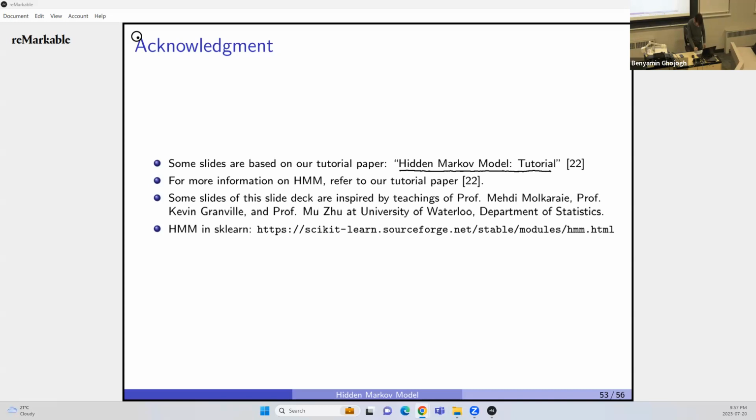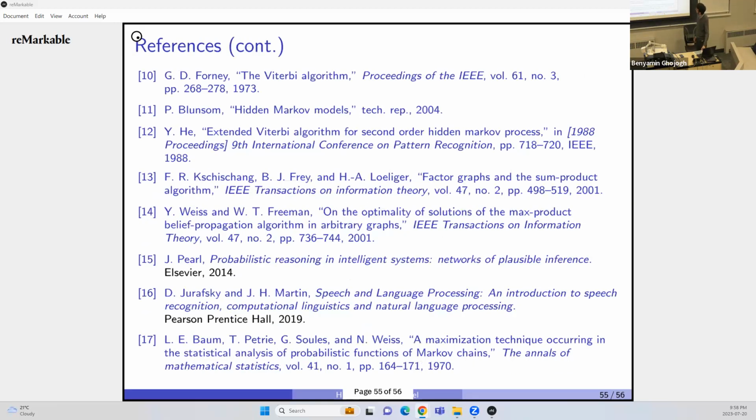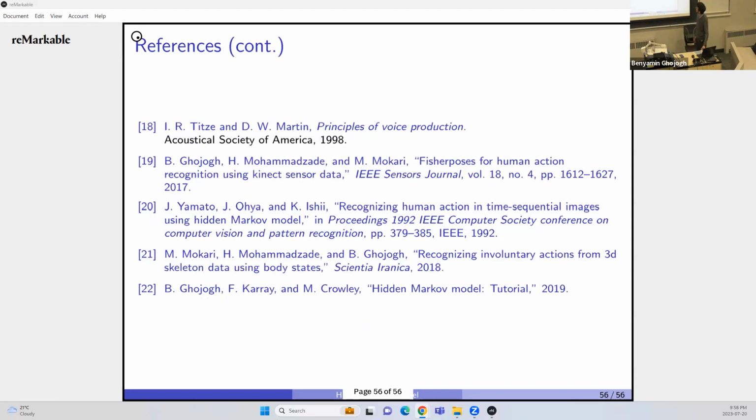For more information, you can see my tutorial paper. There are other things in the tutorial paper which we didn't cover, for example, the relation of hidden Markov model with factor graphs. Some slides are inspired by the teachings of Professor Mehdi Molkarai, Professor Kevin Granville and Professor Mujou, all of them at the University of Waterloo Department of Statistics. HMM, interestingly, exists in scikit-learn. You can use HMM in scikit-learn. Okay, and these are the references. And this is our paper that I talked about.